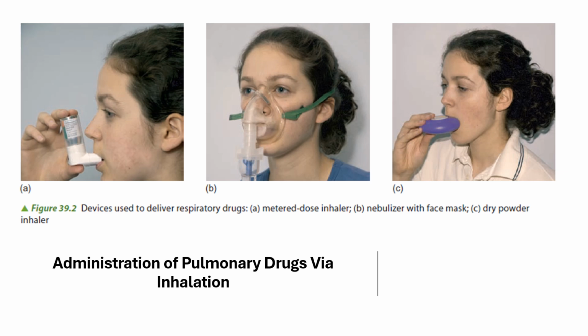If the drug is a solid, it may be administered using a dry powder inhaler or DPI. A dry powder inhaler is a small device that is activated by the process of inhalation to deliver a fine powder directly to the bronchial tree. Turbo inhaler and rotahaler are types of DPIs.